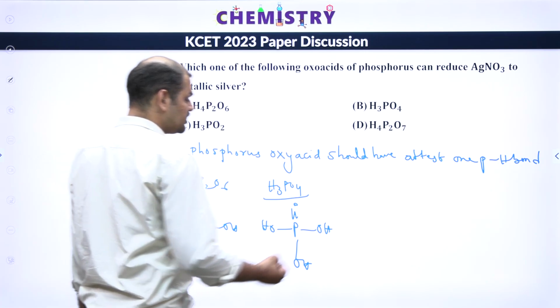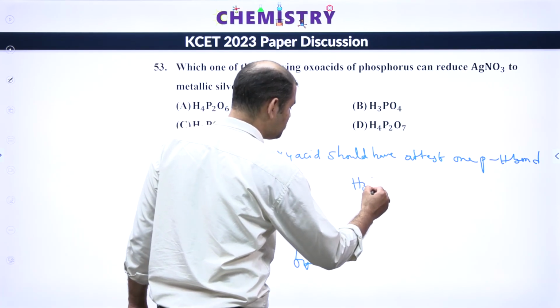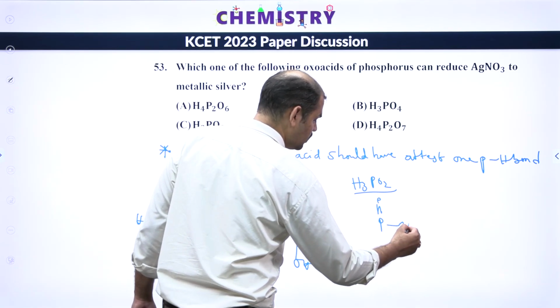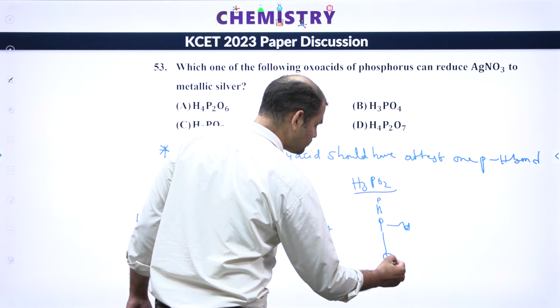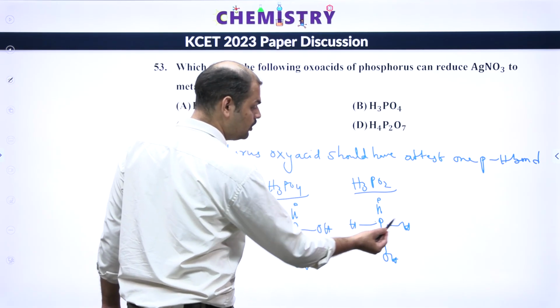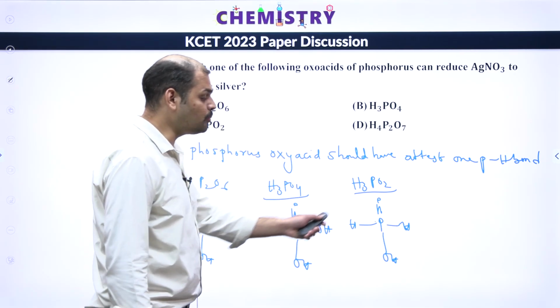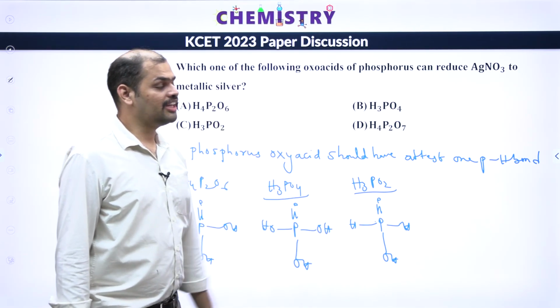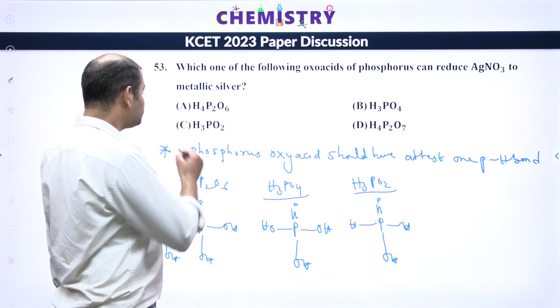And what about this one, H3PO2? If I write H3PO2, I can write like this: P double bond O, one hydrogen bond as well as one OH, and another also I can write hydrogen bond. Here P double bond O, H, H, OH. There are two P-H bonds. So definitely it can reduce AgNO3 to metallic silver. So this will be the correct answer.